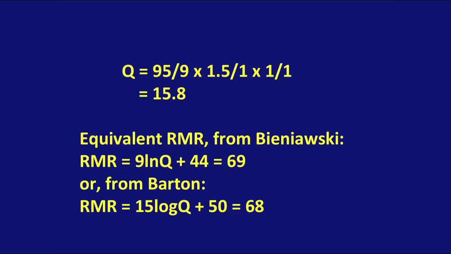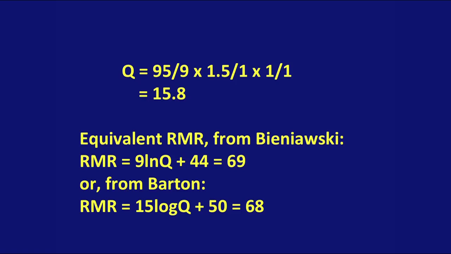Now we can determine equivalent rock mass rating, Bieniawski's rock mass rating. If you remember earlier, I said it's very useful from a comparative point of view. And Bieniawski established a correlation equation between his RMR value and Barton's Q. And that is 9 multiplied by the natural log of Q plus 44. So the equivalent RMR to the Q value of 15.8 works out to be 69. Or Barton has also come up with a correlation equation, which is 15 log Q plus 50, and that gives an equivalent RMR value of 68.